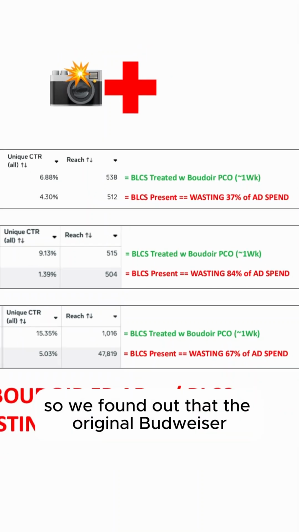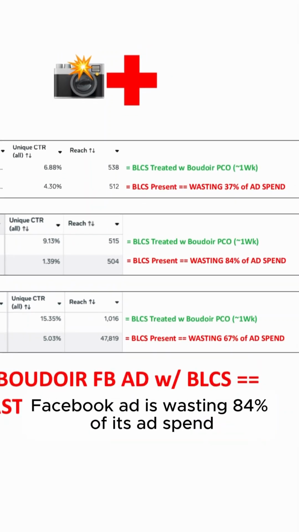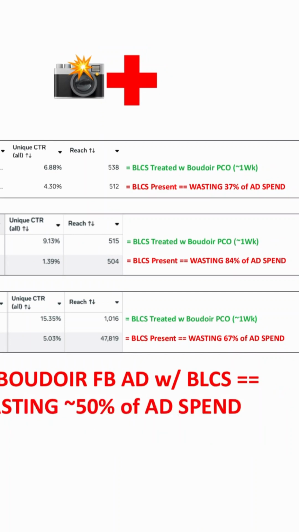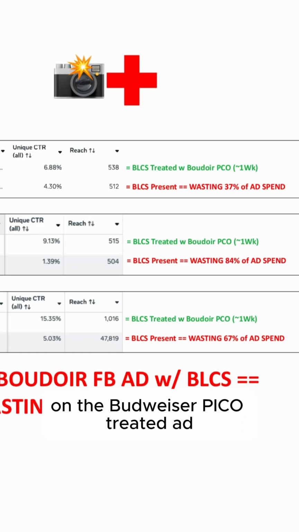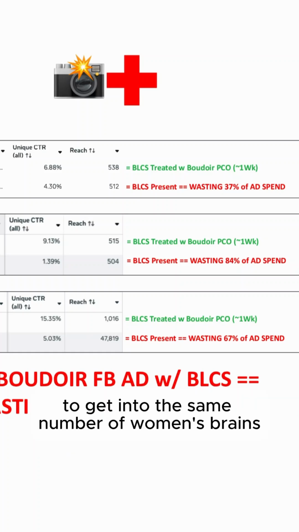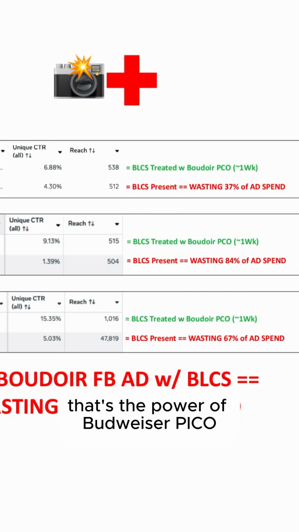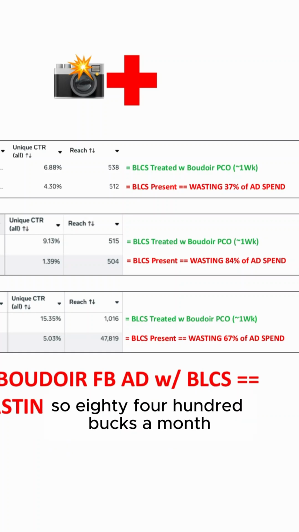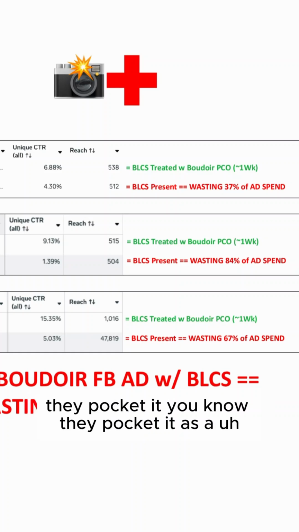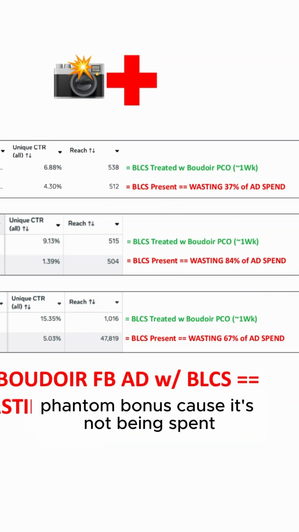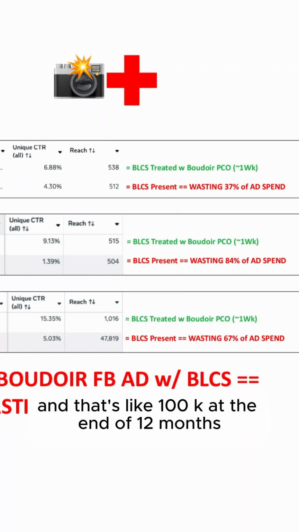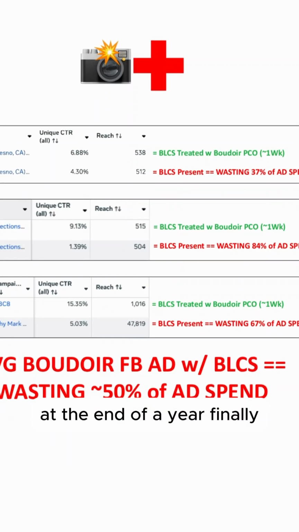So we found out that the original Boudoir Facebook ad is wasting 84% of its ad spend. So if they were spending 10 grand a month on Boudoir Facebook ads, that means they now only need to spend 1.6 grand a month on the Boudoir Pico treated ad to get into the same number of women's brains. That's the power of Boudoir Pico. So $8,400 a month, they don't even have to spend it anymore. They pocket it as an extra bonus, phantom bonus, because it's not being spent. And that's like 100K at the end of 12 months, at the end of a year.